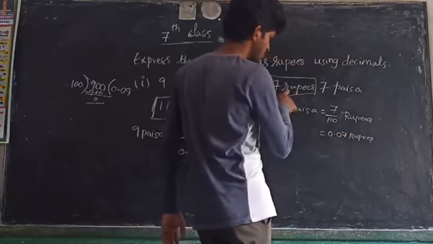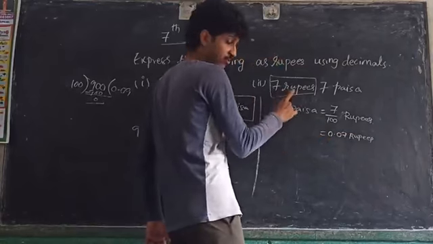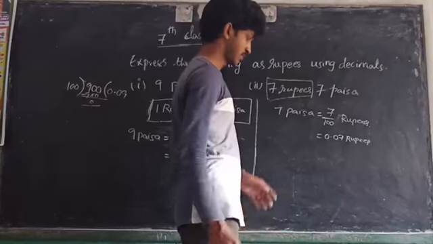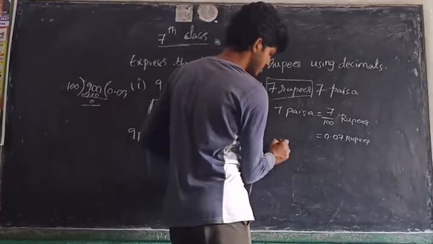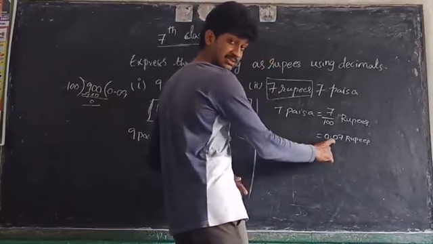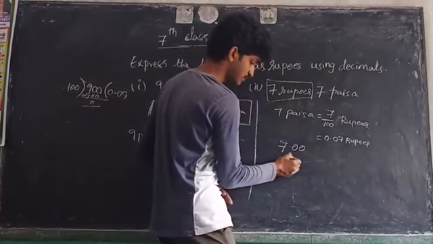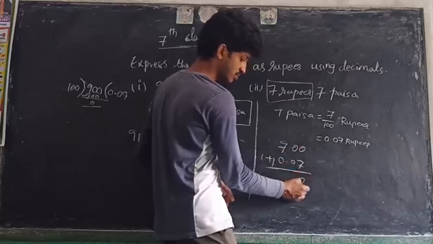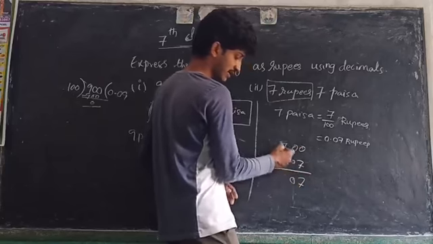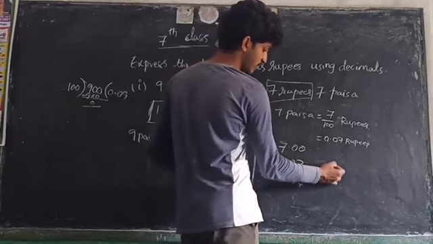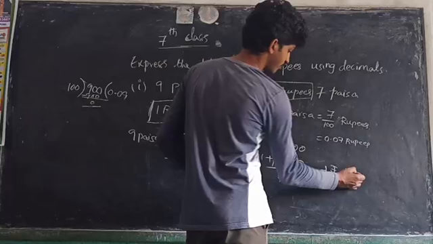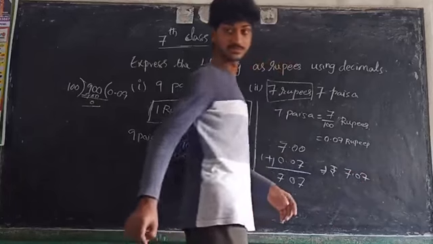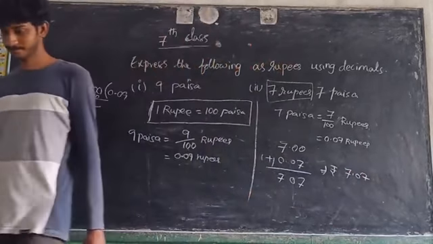Then add this to 7 rupees. Here 7 rupees and here 0.07 rupees. Now add these two numbers. 0 plus 7 is 7, 0 plus 0 is 0, and 7 plus 0 is 7. That is equal to 7.07 rupees. Okay children?